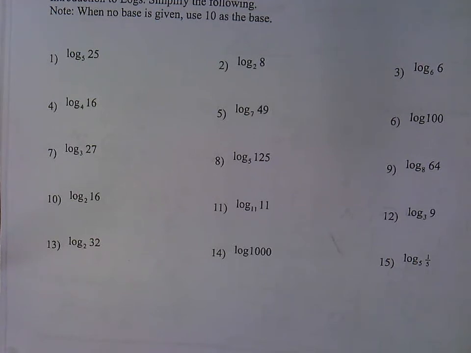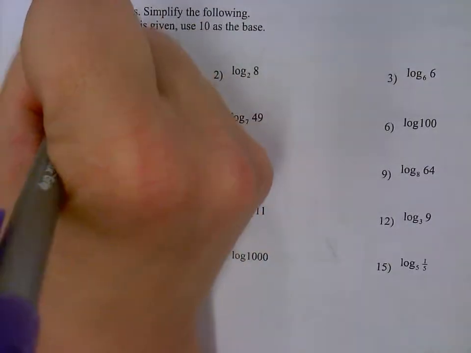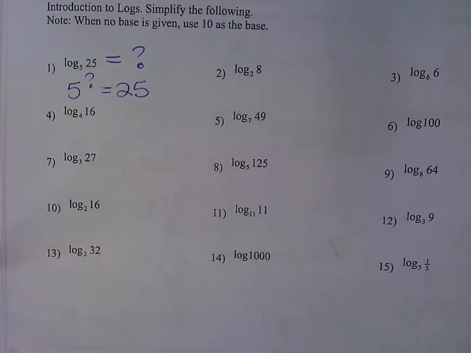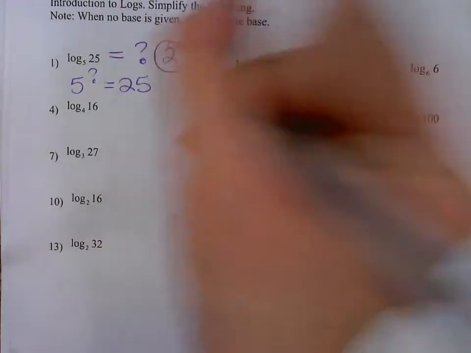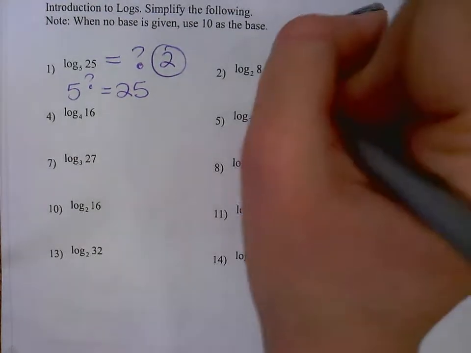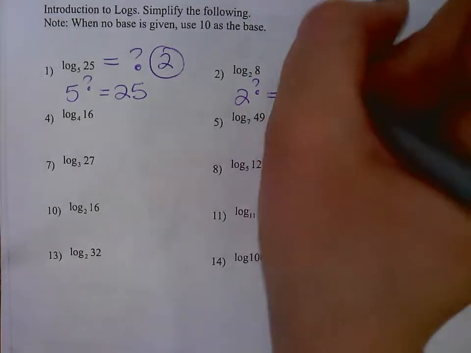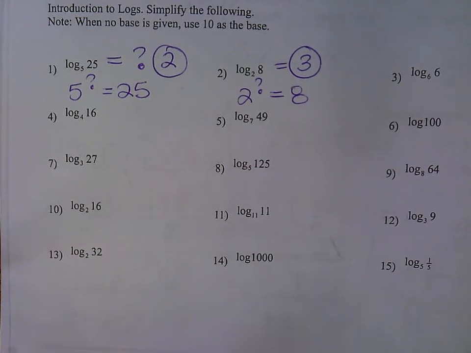And actually, it's not as hard as it looks because it's all exponential. If I was going to rewrite number 1, I'm looking for the value that it is equal to. All you're going to ask yourself is 5 raised to what power will give me 25? 2. So the answer to this log function is the exponent. So number 2, I'm looking for 2 to what power will give me the number 8? So the answer is 3. So a log is just another way of writing an exponential question.